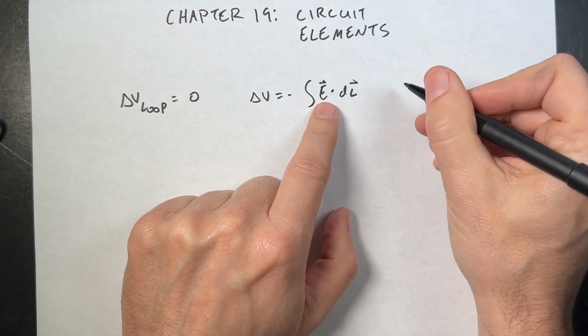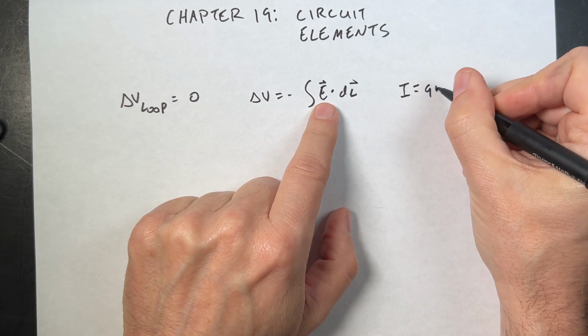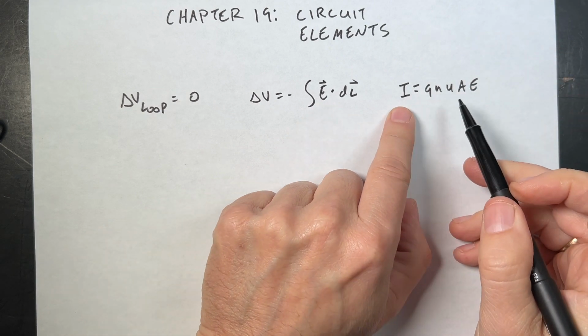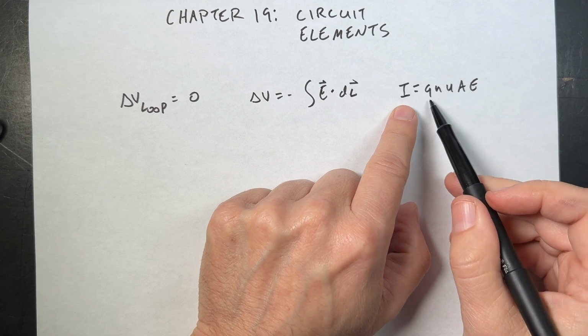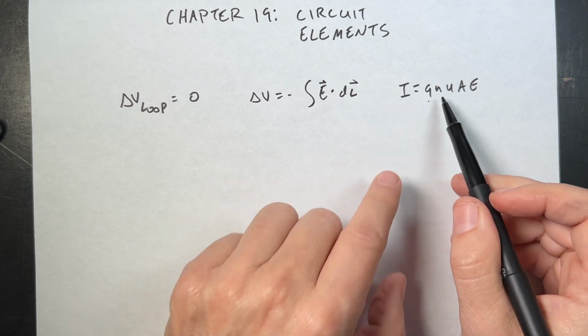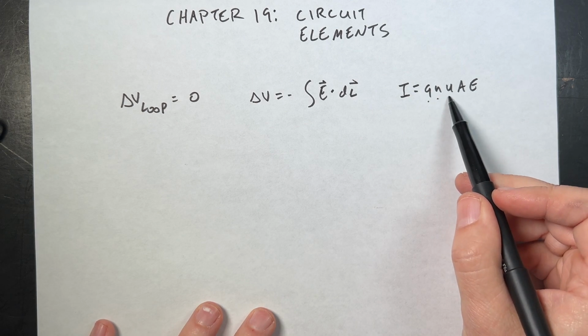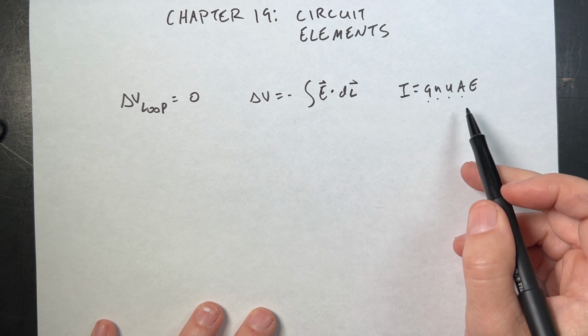And that leads us to the current. We can write the current as Q N U A E. So this is the electric current. It depends on the electric field. The greater the electric field, the greater the current. And these values are also important. This is the charge of the charge carrier. This is the number of charge carriers per unit volume. This is what's called the electron mobility. And this is the cross-sectional area of the wire.